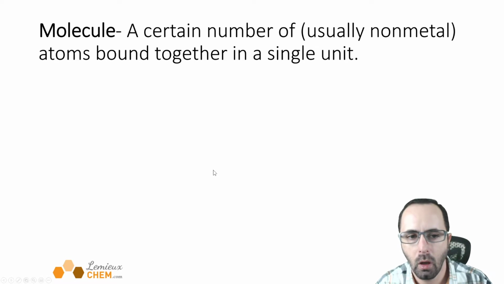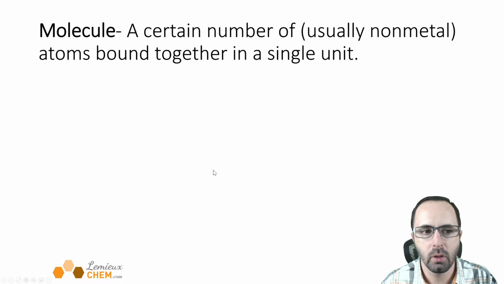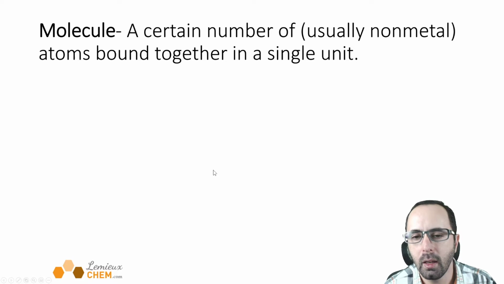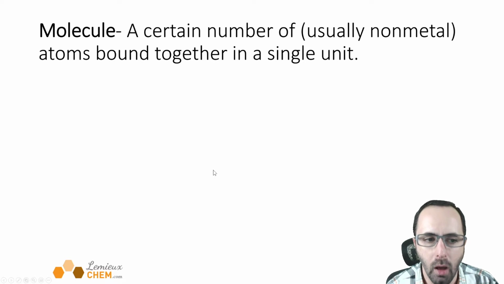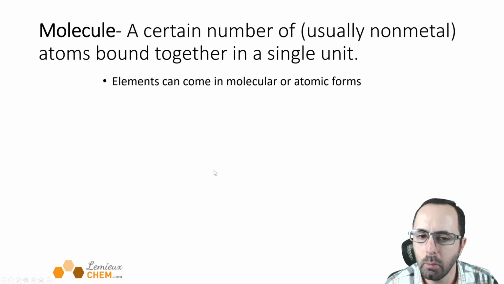So, we started to introduce the concept of a molecule. So we said that molecules happen when non-metal atoms bond to one another. So it's almost always non-metal atoms that are involved in this. And this can happen either for elements or for compounds. So elements can come in molecular or atomic forms.